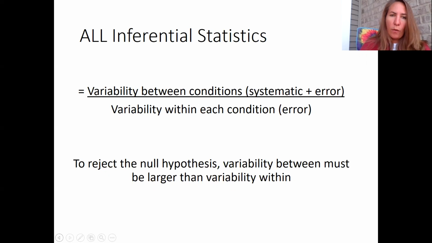So in order for us to reject the null hypothesis, and again, this is true in every statistical test that we use, it's some variation of this equation where what we want is our systematic variability. This is our manipulation. We want the variability because of our manipulation to be bigger than the variability caused by random error. And so we need this numerator in this equation to be larger than the denominator for us to find statistical significance in our data.